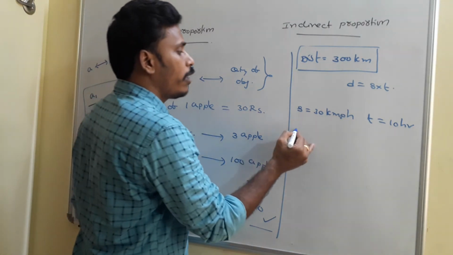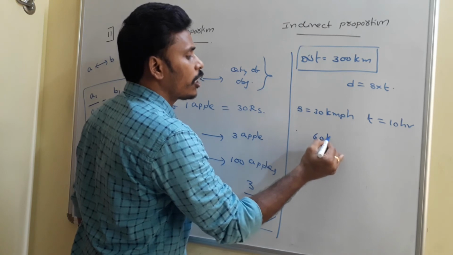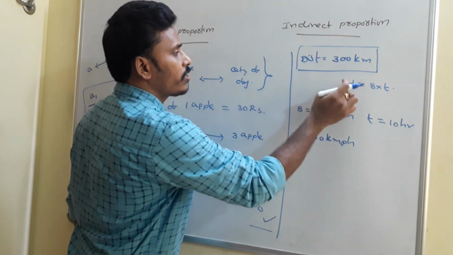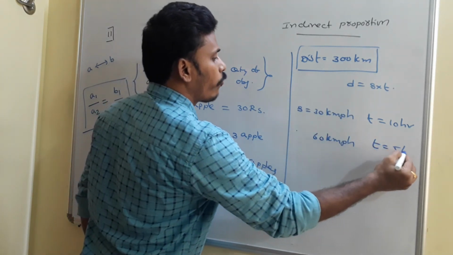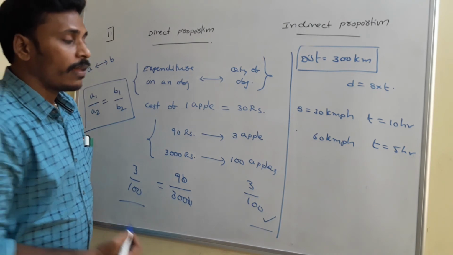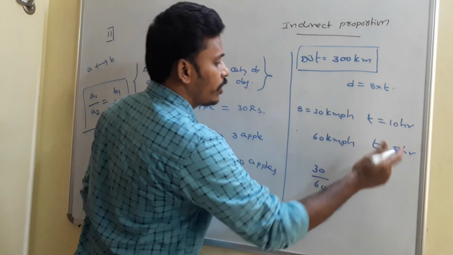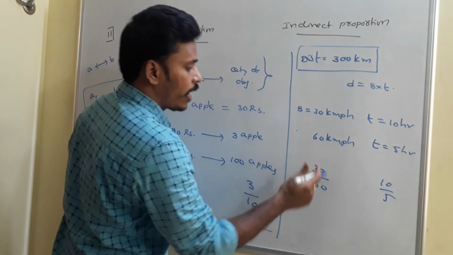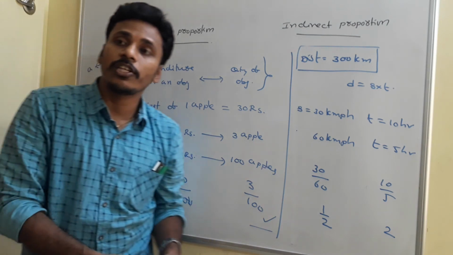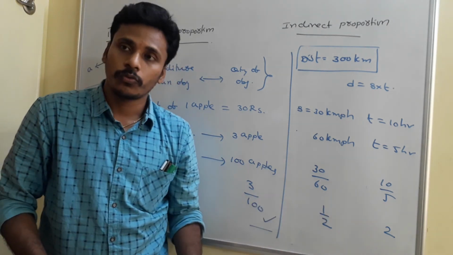For example, if my speed is 60 kilometers per hour, then speed is 60, distance is 300, and you will get time as 5 hours. Then in this case, if you take this ratio 30 by 60 and this ratio 10 by 5, this 30 by 60 is 1 by 2, and this 10 by 5 is 2. In the sense, these two ratios are reciprocals of one another. This is 1 by 2 and that is 2.